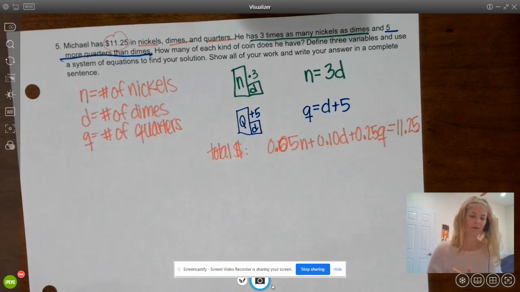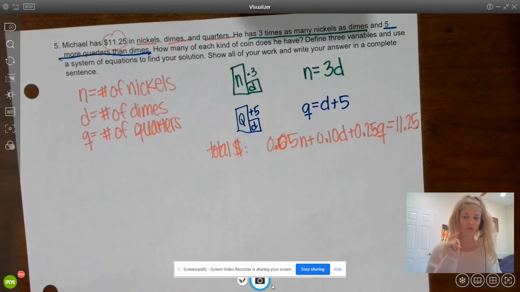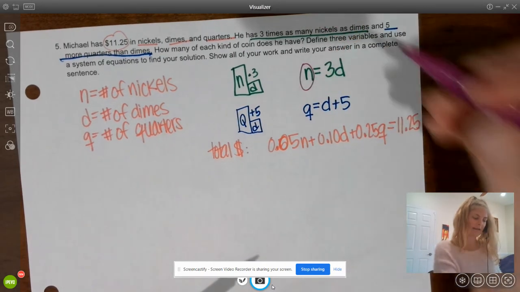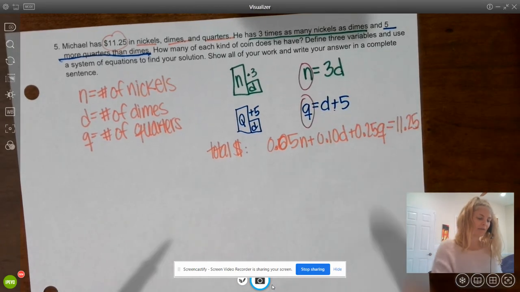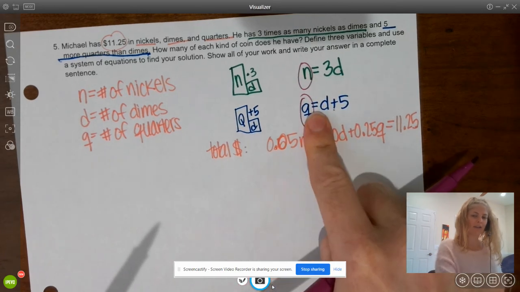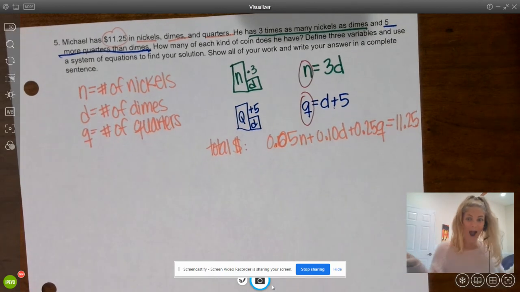Awesome. So now that we have our 3 equations and our 3 unknowns, our goal is to create 2 equations with the same 2 unknowns to eventually make 1 equation with just 1 unknown. But you might notice something. Do you see how this n is isolated and is in terms of d, and this q is isolated and also in terms of d? If we substitute in n in our total money equation and q in our total money equation, we're going to have 1 equation with 1 unknown.